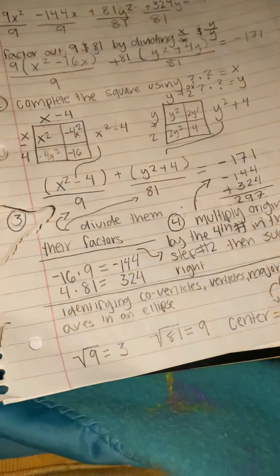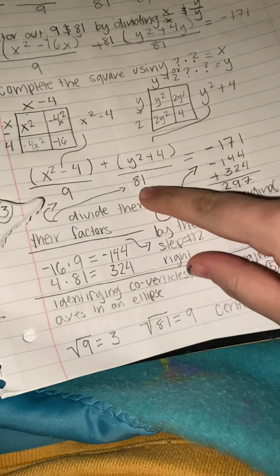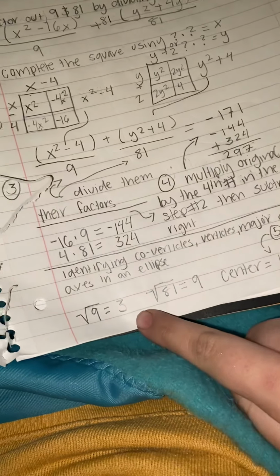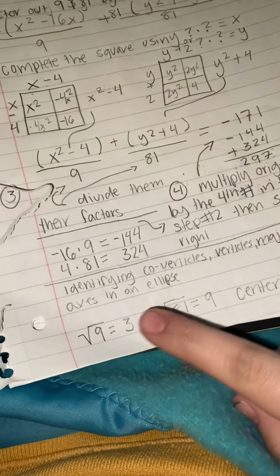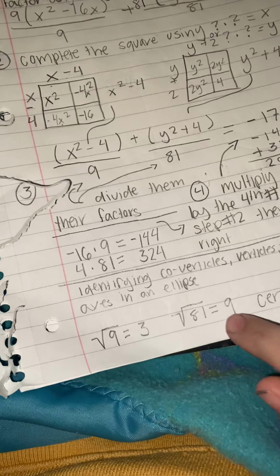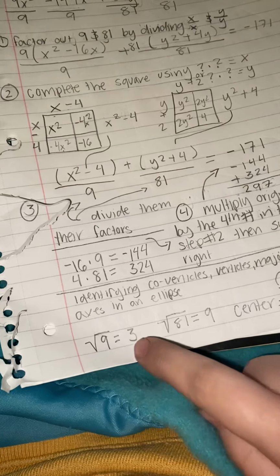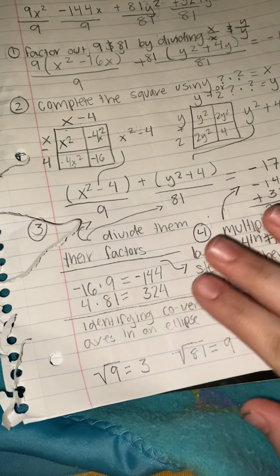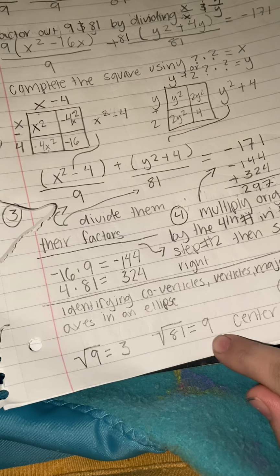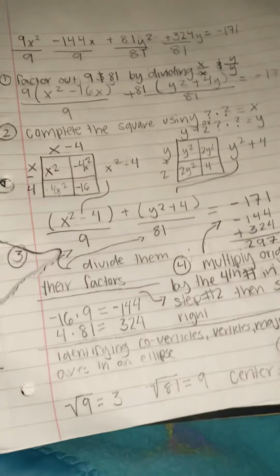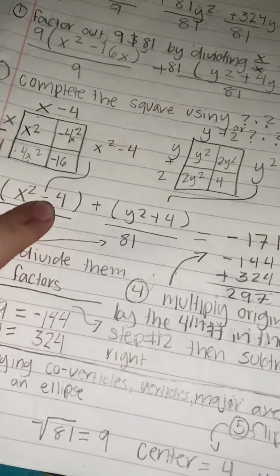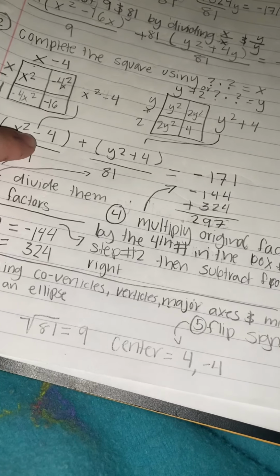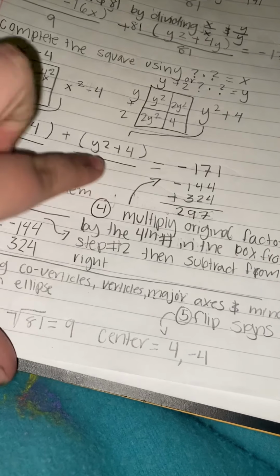What I mean by that is you can find these numbers by looking at what they're divided by. We have to take the square root. The square root of 9 is 3. The square root of 81 is 9. And 3 is the smaller one out of 3 and 9, and 9 is the bigger one. So our minor axis and our co-vertex would be 3, and our major axis is 9. Our center is just these points with the signs flipped. So it's 4, comma, negative 4, because I had to flip the sign.